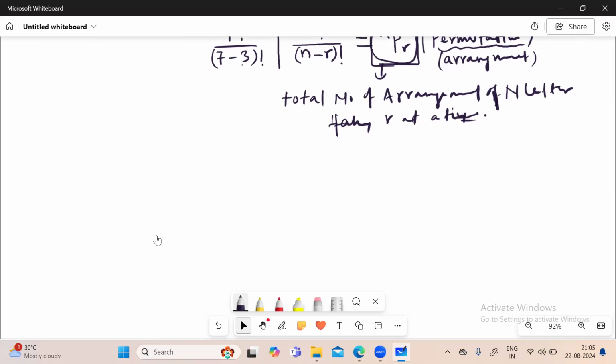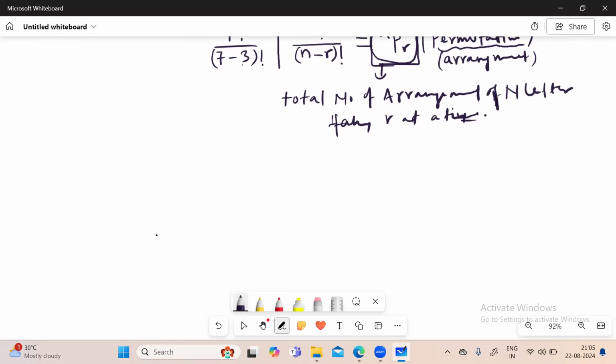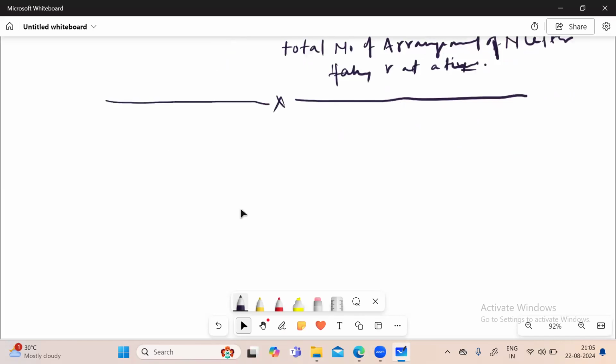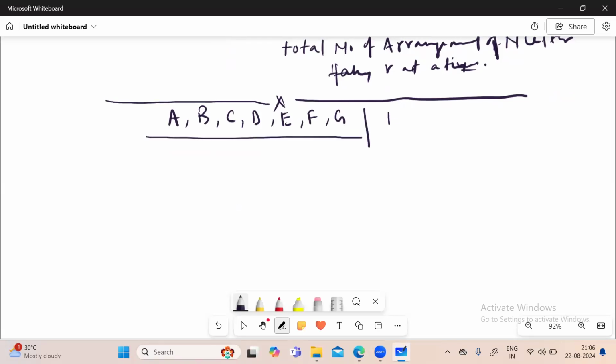but we don't know any of the methods of calculating the number. Same problem हम रखते हैं यहाँ पे. I'll keep the same problem here that I have 7 letters A, B, C, D, E, F, G. I have 7 letters. I have to make a word of 3 letters without repetition.